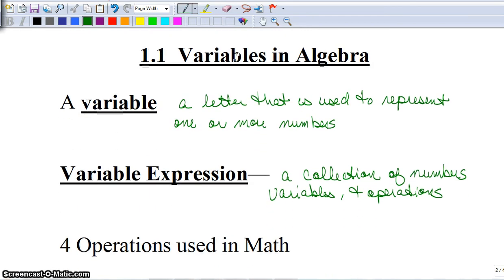Okay, so let's start off with some definitions. First of all, a variable is just a letter that's used to represent one or more numbers. Now when we talk about a variable expression, that is a collection of numbers, variables, and operations. So an example of a variable expression may be something like 5x plus 2 would be an example of that.